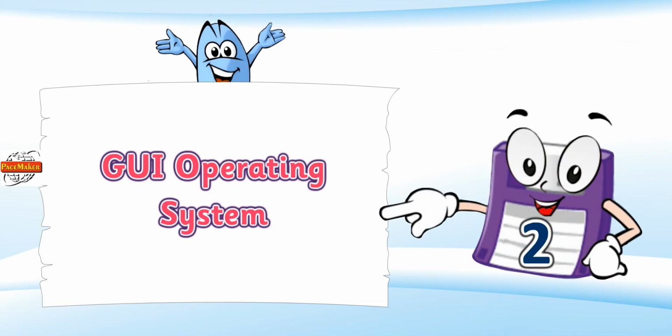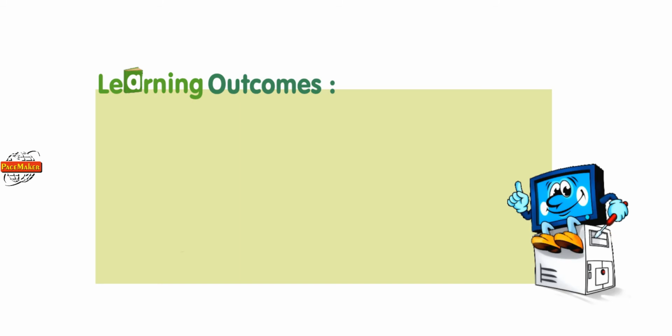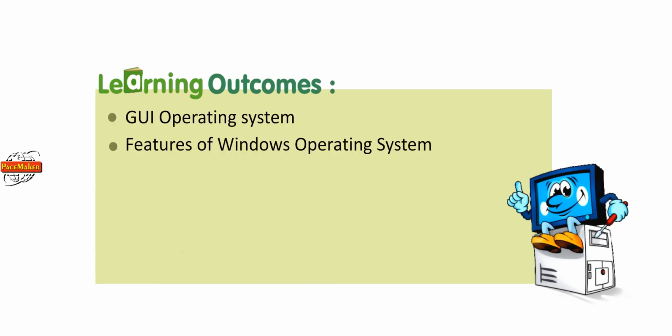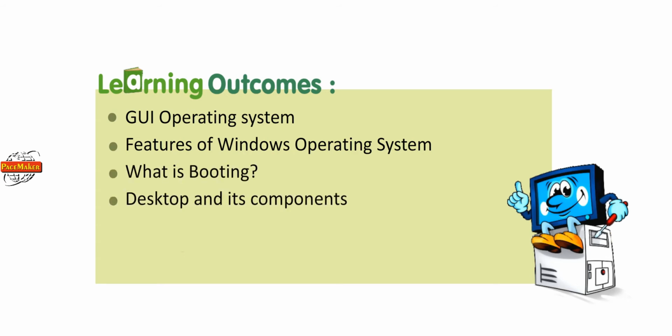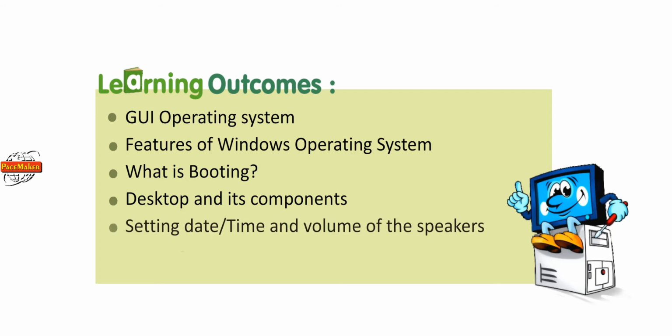Chapter 2: GUI Operating System. Learning Outcomes: GUI Operating System, Features of Windows Operating System, What is booting, Desktop and its components, Setting date, time and volume of the speakers, Use of shortcut menu.